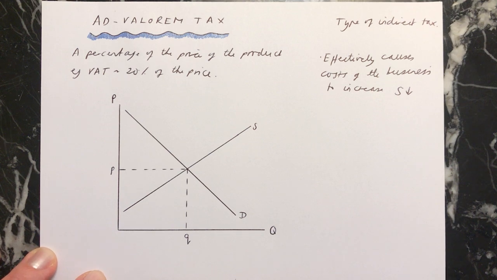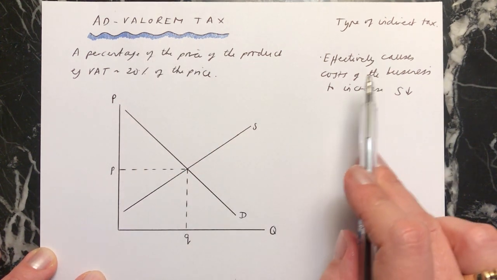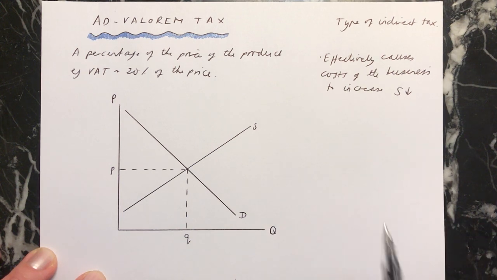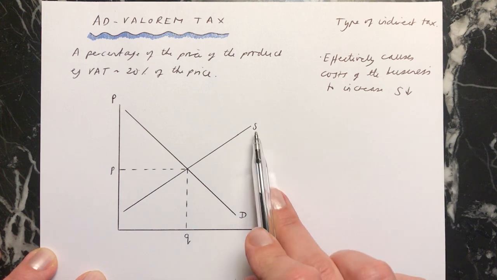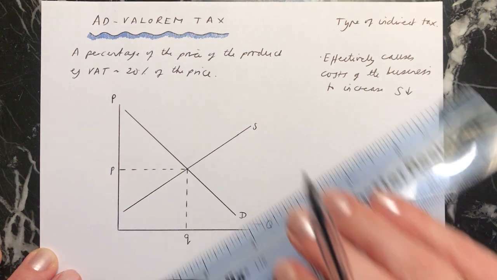And as with a specific or unit tax, what the indirect tax is going to do with the ad valorem tax here, it's going to cause the costs of the business to increase. And we know that when the cost of the business increases, supply decreases. And if supply decreases, the supply curve shifts to the left. Left is less.